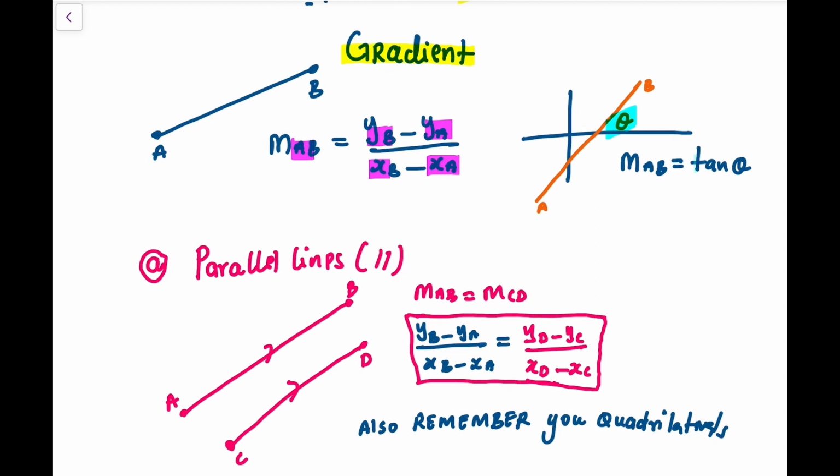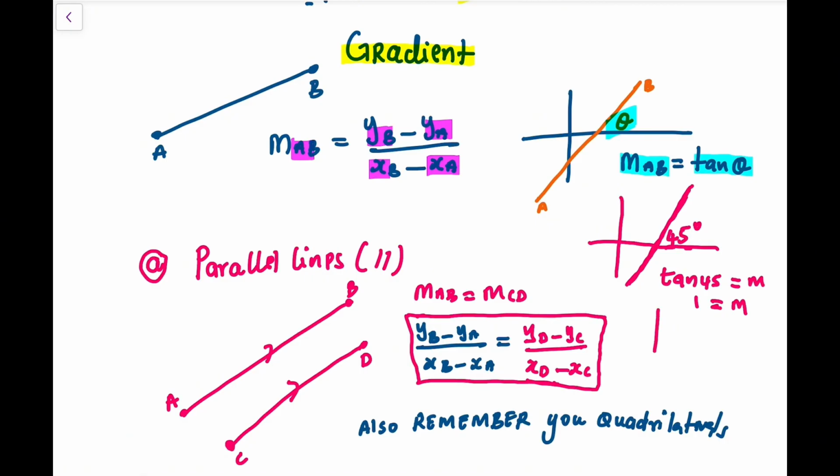So you need to remember that tan theta is equal to gradient, because sometimes in the exam they will give you, let's say for example, this angle and say this angle is 45 degrees. So now for you to calculate the gradient of this line, you can just say tan 45 is equal to gradient. Now, what is tan 45? So tan 45 is equal to 1. So the gradient of this line is 1.